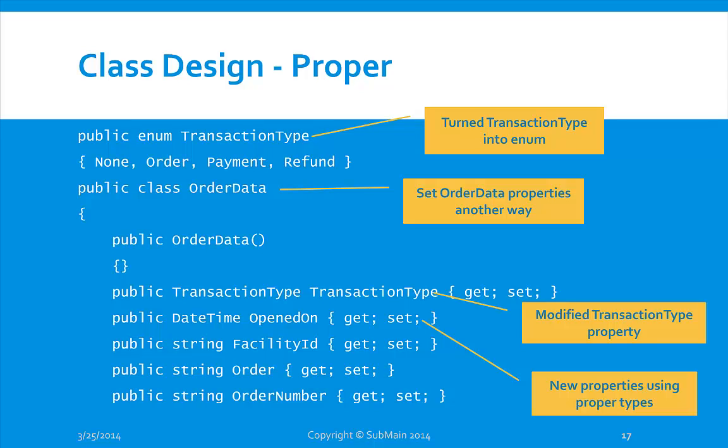The next thing I did was they were setting order data as a string that came into the type's constructor. That should have been done somewhere else. And I modified the transaction type property to use the transaction type enumeration, which of course is the right way to do that. And any new properties I was setting to the proper type. So open date was a DateTime, et cetera, et cetera.